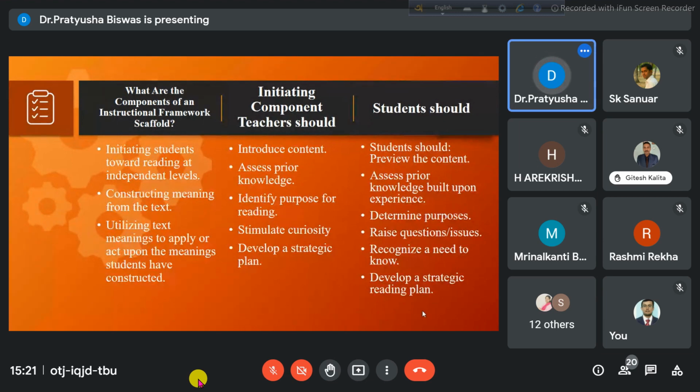Now, what are the components of an instructional framework scaffold? Can anyone please read out, so that let me see whether you are able to understand what I have written. May I ask Aprajita, can you please read the first component of the instructional framework?